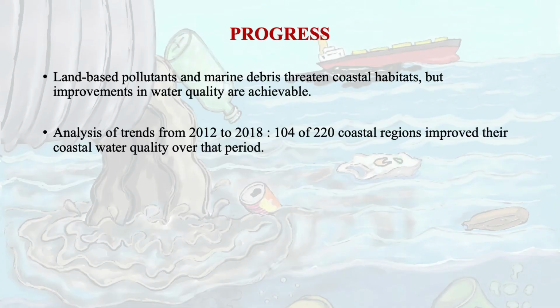Right. But if you look into the sources of pollutants and marine debris returning to coastal habitat, and at improving water quality, it can be achievable if we have the will to act at different levels. And we know that across the world, nearly all countries have their own way of tackling these issues and improving their coastal water quality. If you look at the countries working in the direction of improving marine water quality, based on the analysis of trends from 2012 to 2018, we have seen a positive change. And 104 of 220 coastal regions improved their coastal water quality over that period, from 2012 to 2018.